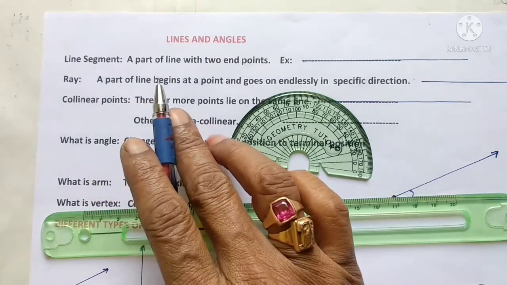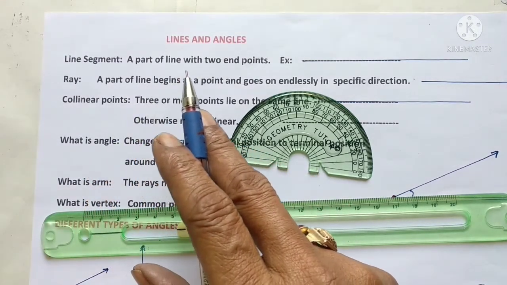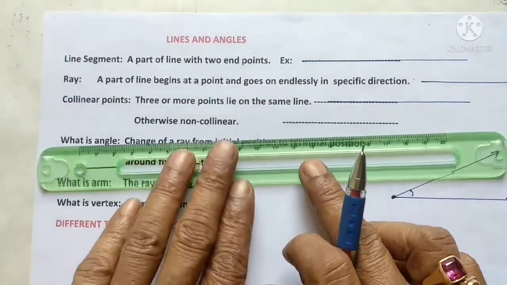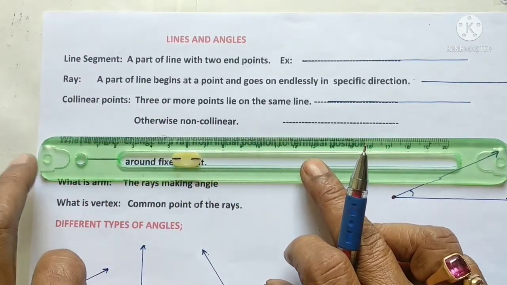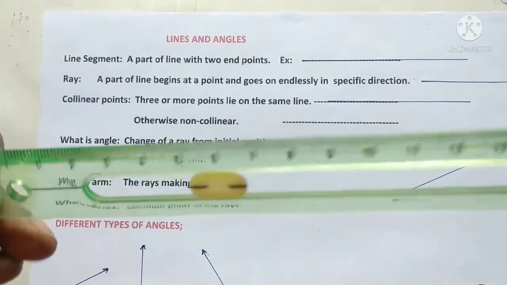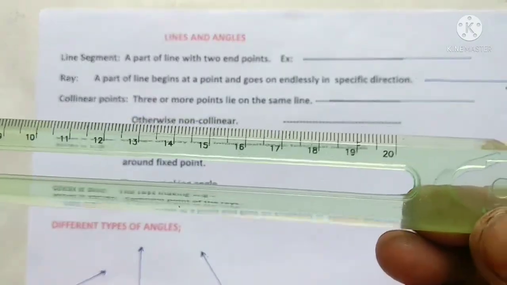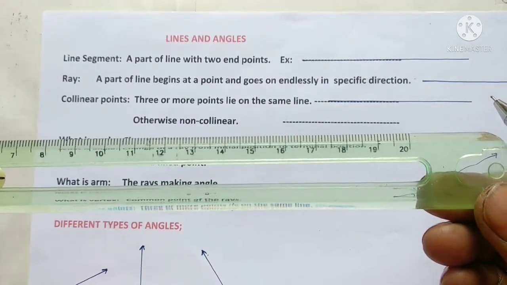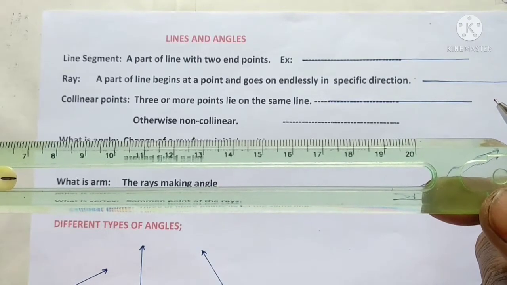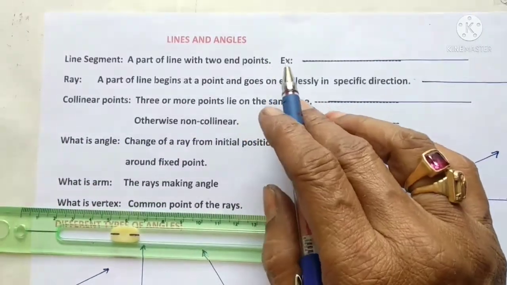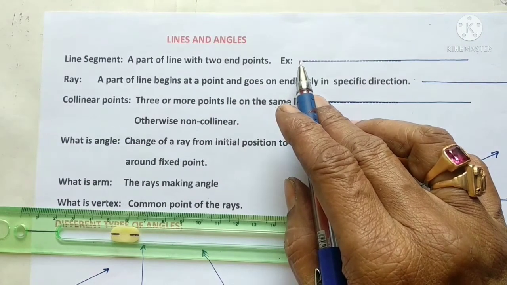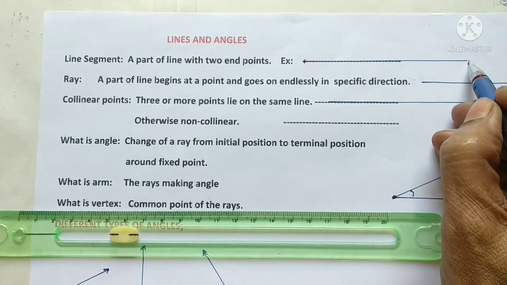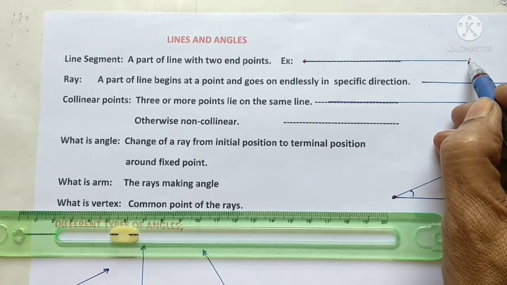Now let us see, what is a line segment? A line segment is a part of a line with two endpoints. If you see, this is a scale. In the scale we have 2 points. See carefully, it is from 0 to 20. An ordinary scale has a starting point and an ending point. So this line segment has only 2 endpoints, the starting point and the ending point. So this is called a line segment.